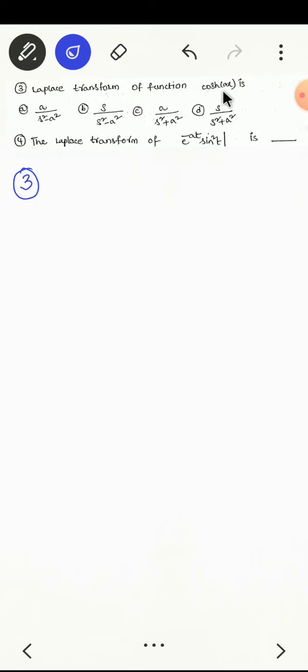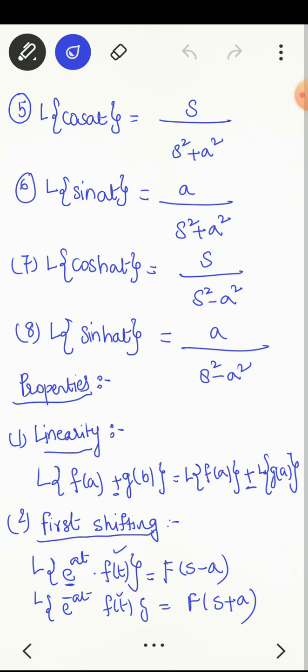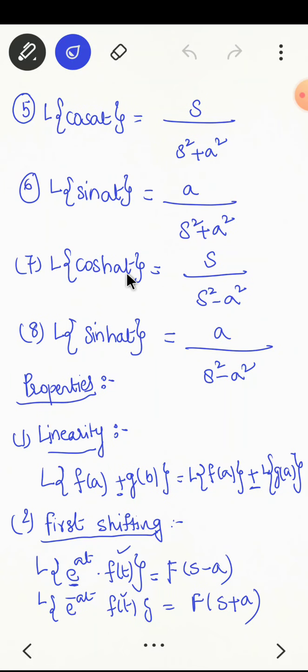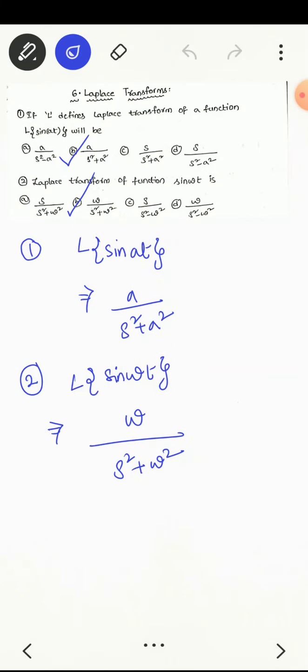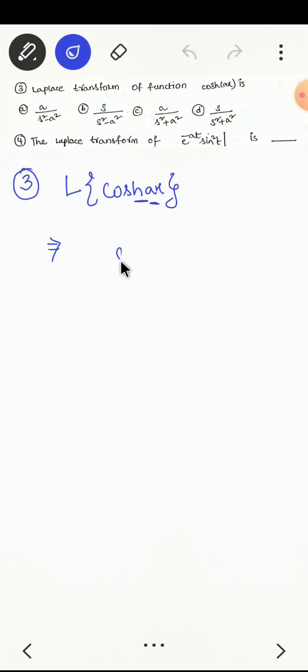Then let us solve problem number 3. They are asking the Laplace transform of the function cosh ax. How will you write Laplace of cosh ax, cos hyperbolic ax? What is the formula for cos hyperbolic ax? s by s square minus a square. So s by s square minus a square. Option B is correct.